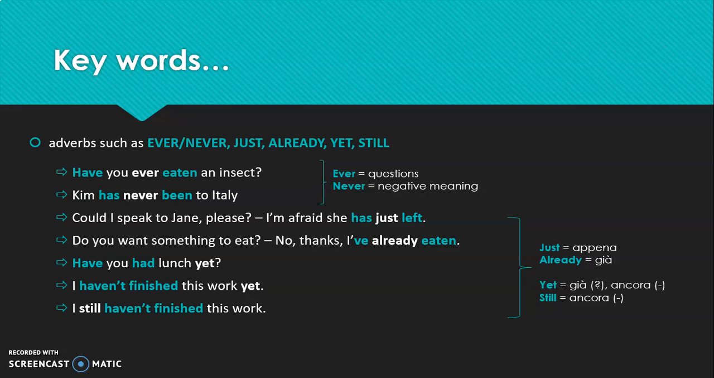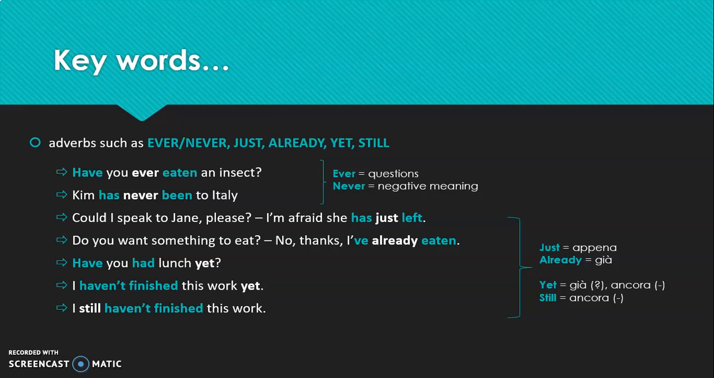And then you have still, I still haven't finished this work, because yet in that case and still have the same meaning, okay? So yet could mean già, just like already in the question, and ancora in the negative sentence, just like still, okay? So according to the tone of the sentence, whether it's a question, an affirmative, or a negative, you decide the meaning of yet, but the position is always the same, at the end of the sentence.